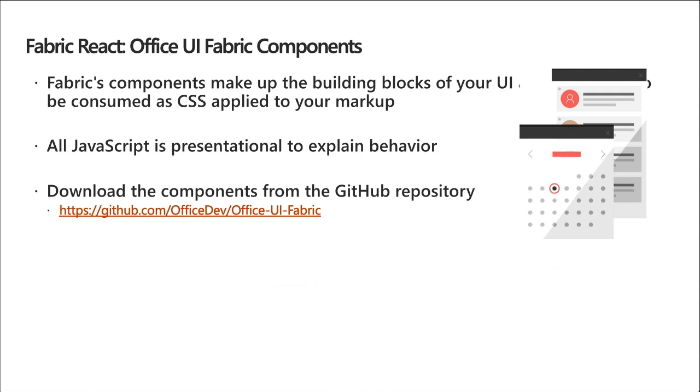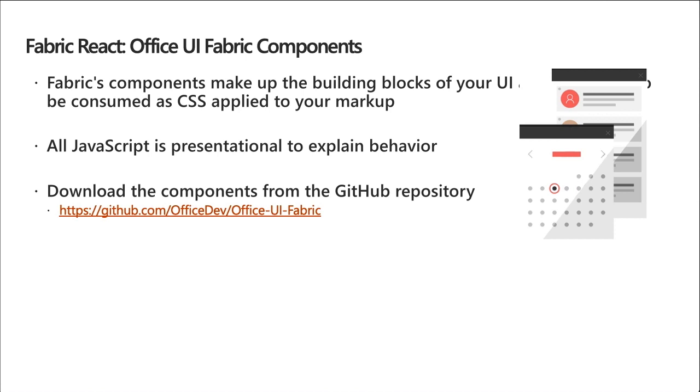Now that we've talked about Office UI Fabric, let's talk about something else called Fabric React. Fabric's components make up the building blocks of your UI that can be consumed as CSS applied to your markup. All JavaScript is presented to explain a natural behavior. And you can download these components from the GitHub repository.